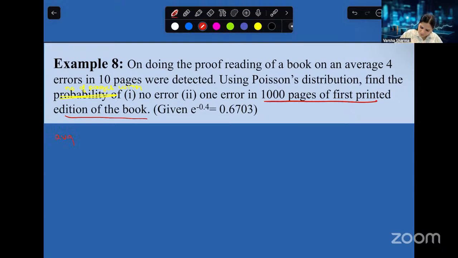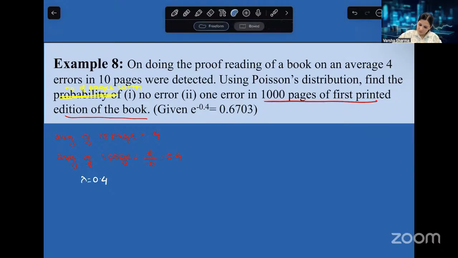Average of 10 pages is 4. Average of one page will be 4 by 10, 0.4. So lambda will be 0.4. So we'll do the sum for one page and then we'll multiply it by 1000, that is total number of pages, to find number of pages. Whenever we have to find number of something, number of boxes, you find first for one box and multiply it by total number of boxes. You have to find number of pages, you'll find for one page and multiply it by total number of pages.